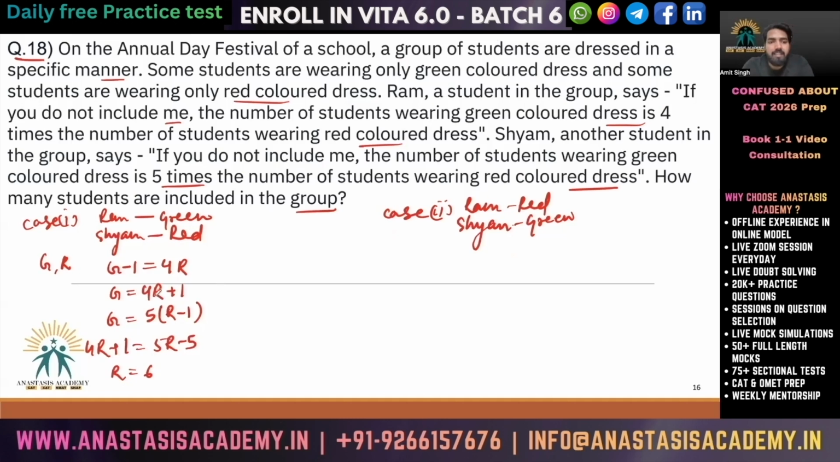And if R is 6, G would be equal to 25. So the total number of students, how many students are included in the group? It would be 31.